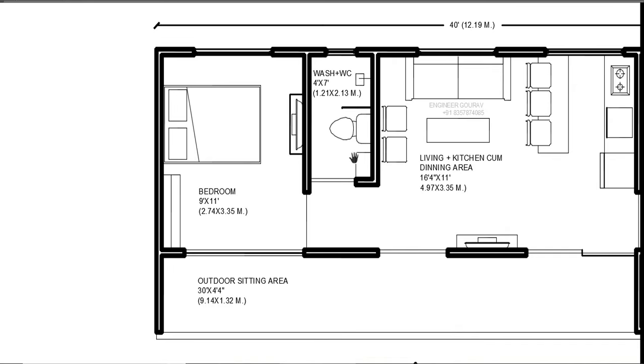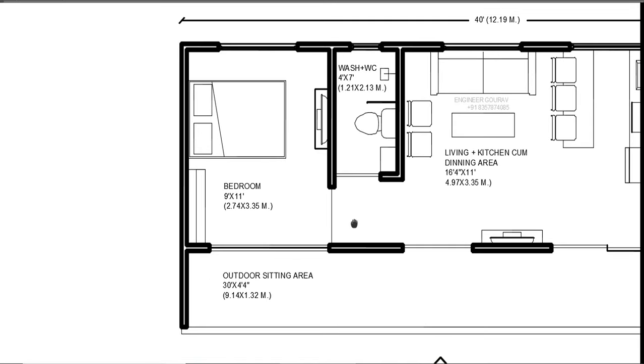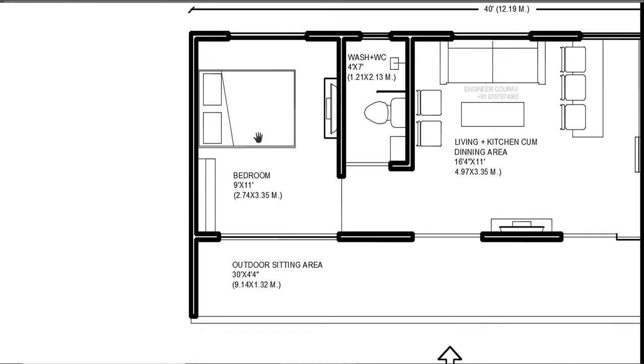On the left side we have a washroom plus water closet for common use. You can see here the wash basin, water closet and the shower area, and we have a ventilator for ventilation of this washroom. And on the left side we have a bedroom here. You can see here the bed arrangement, TV unit on the front wall, and we have wardrobe arrangement. Also we have a large size window for ventilation and light purpose and a large glass panel for light purpose also.